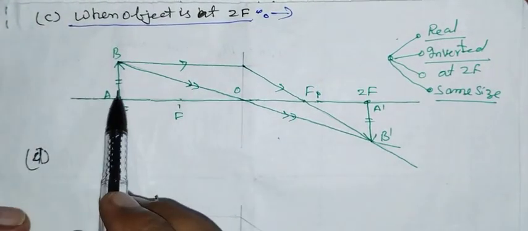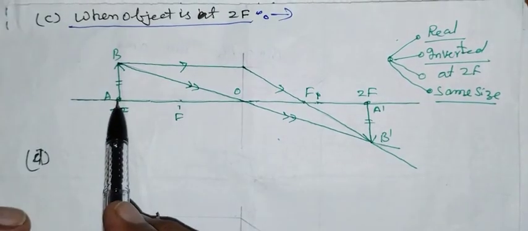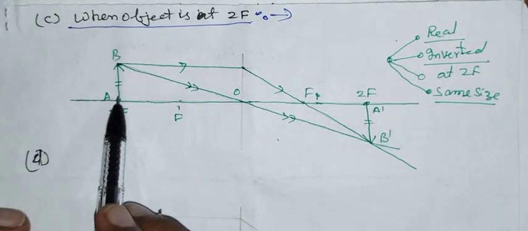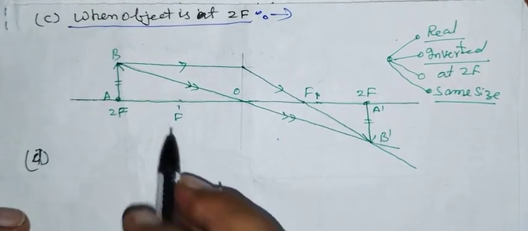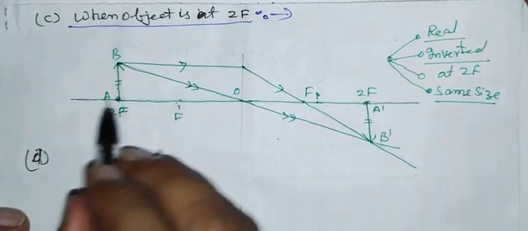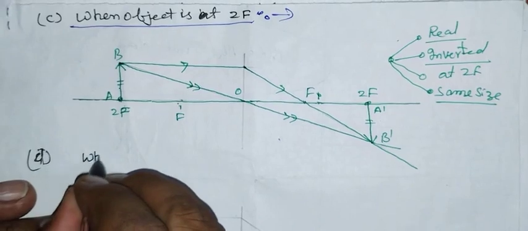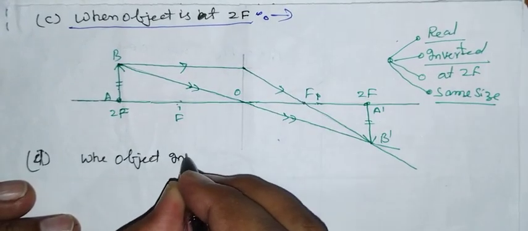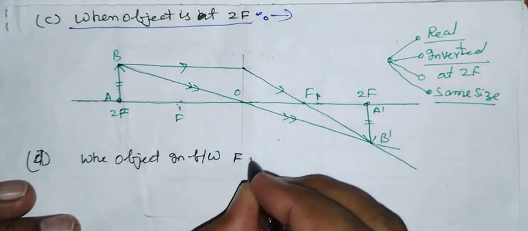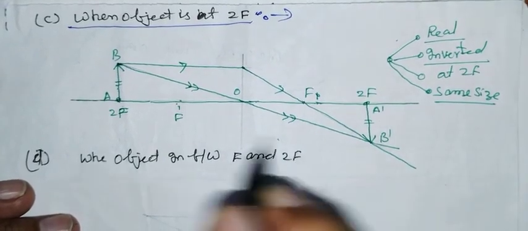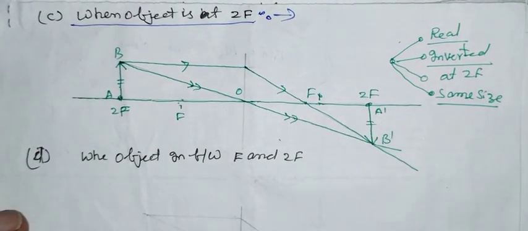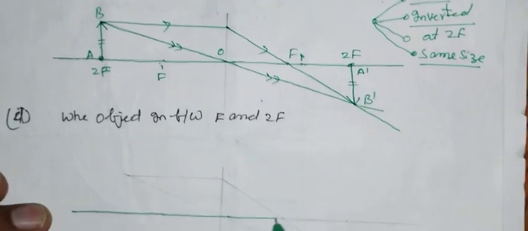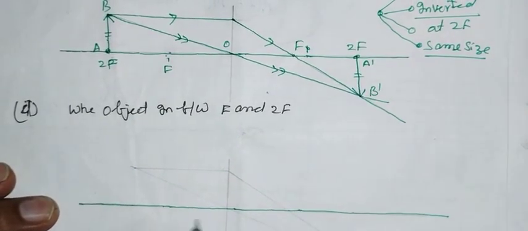Now in the first case, object was at infinity. Second case, the object was beyond 2f, or in between infinity and 2f. And third one is at 2f, and fourth we will take the object in between f and 2f. So when the object is in between f and 2f, in that condition, see carefully how the image is formed.